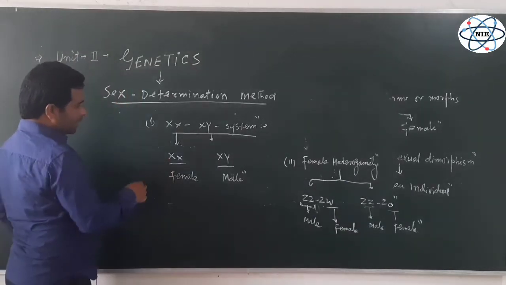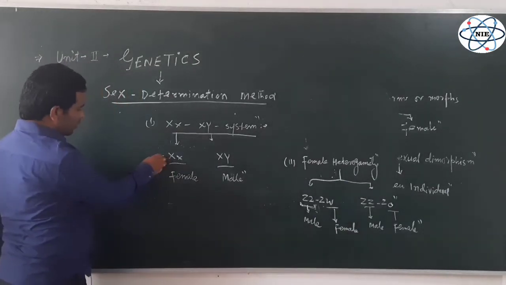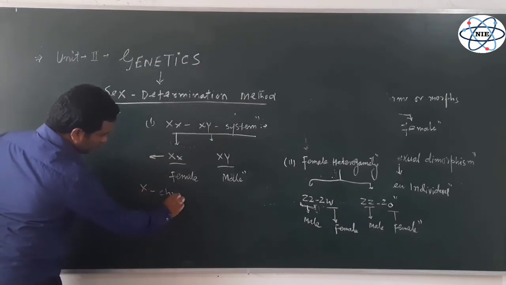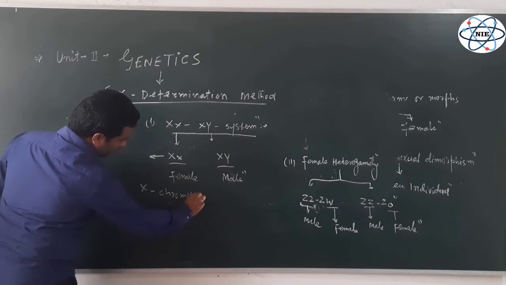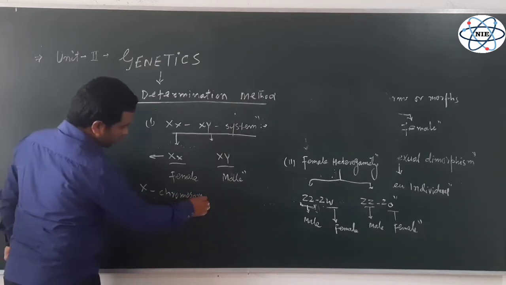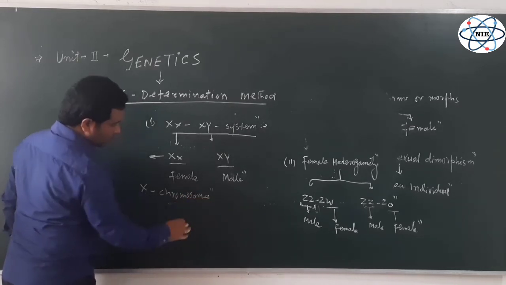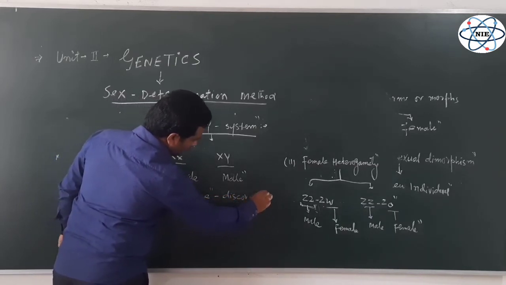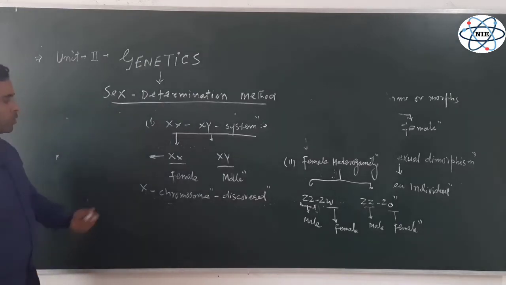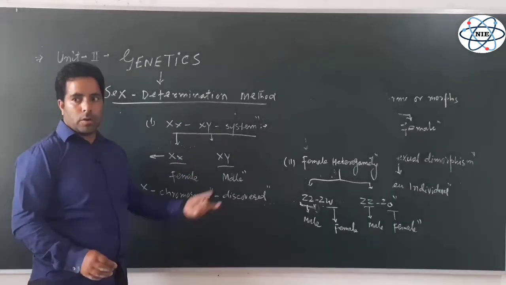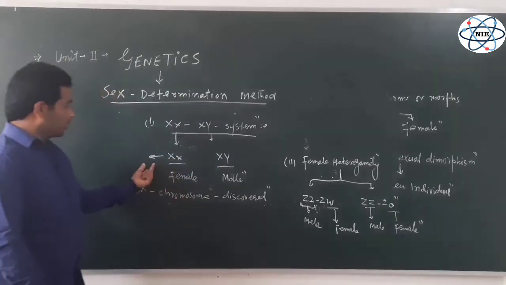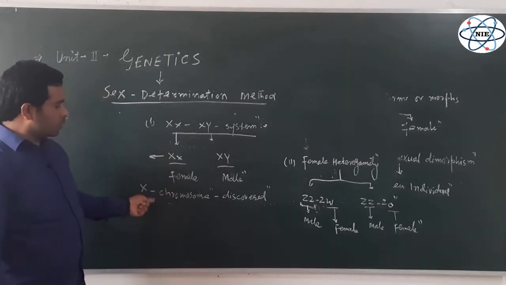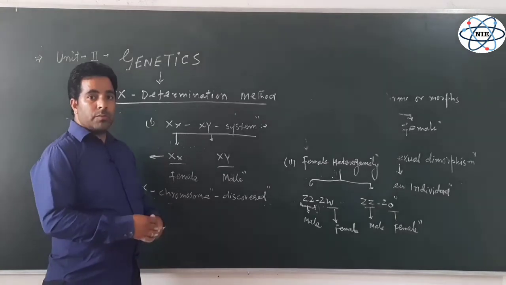So far as the XX and XY system is concerned, it was the X chromosome that was discovered first. This is a very large chromosome, by the way. I'm not talking about all chromosomes, I'm talking about X and Y. Among these two types, it was X which was first discovered.